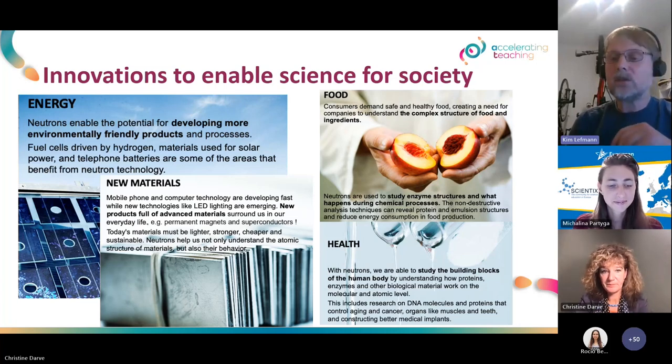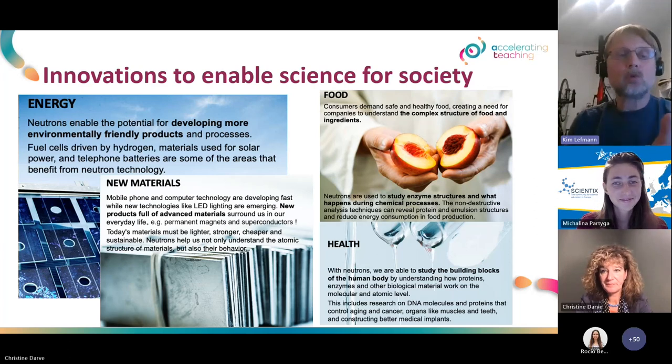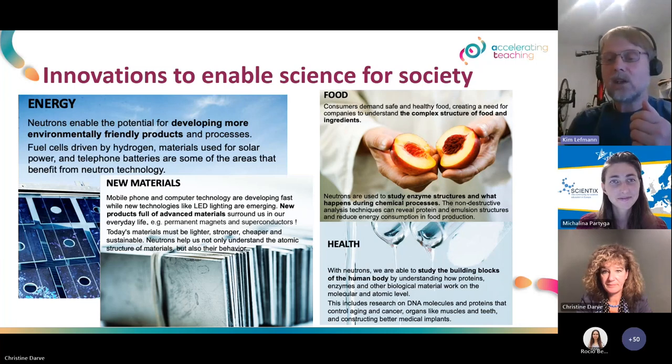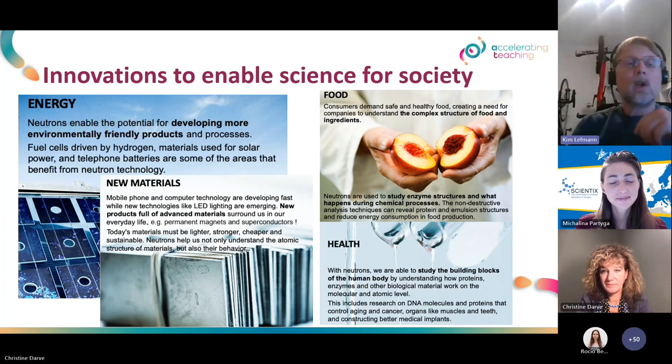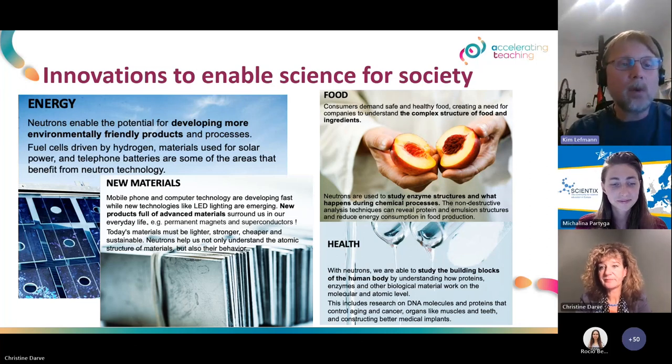We can see surfaces, how surfaces are composed, and we can also use it as an imaging tool, just like hospital X-rays, but with neutrons instead, and that will give us different contrast. Now, what can we use that for? One thing is we can use it for energy purposes. There are a lot of energy applications.